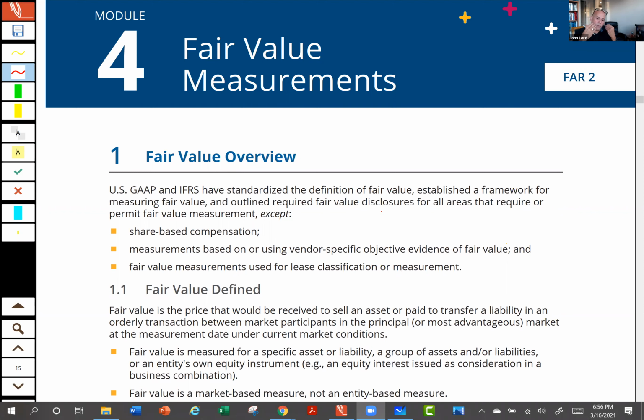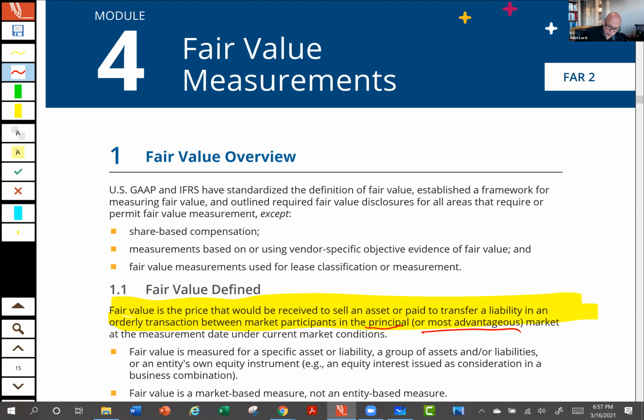Okay. So what FASB did is they said, we're going to give you some tools now to help you measure the fair value of things that are actually measured at fair value. Not everything, but things like financial instruments, etc. Fair value is the price that would be received to sell an asset or paid to transfer a liability in an orderly transaction between participants in the principal, or if there is no principal, the most advantageous market.